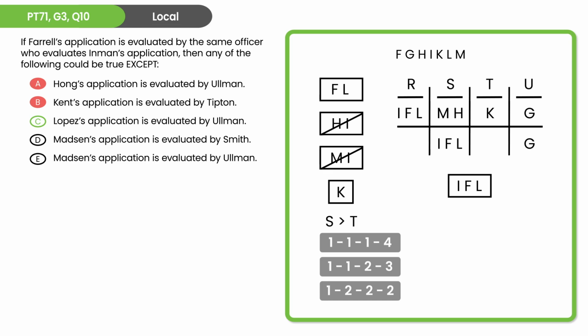M's application is evaluated by S in answer choice D. M is evaluated by S in the top row. That works. Get rid of it. Answer choice E says that M's application is evaluated by U. In the bottom row, we don't really know where M is going to go. It looks like M could go into U, so get rid of E. And that leaves us with answer choice C as the right answer on this question.